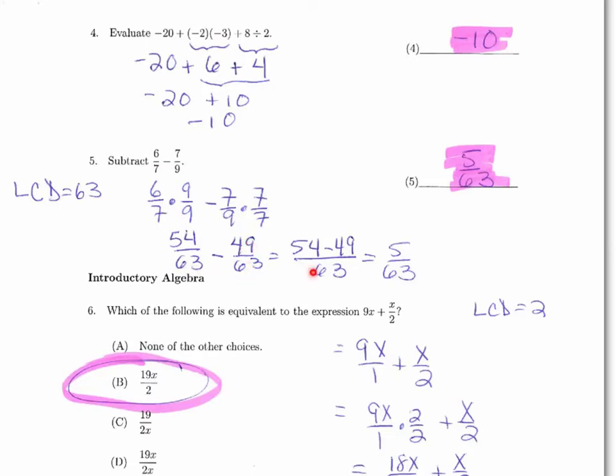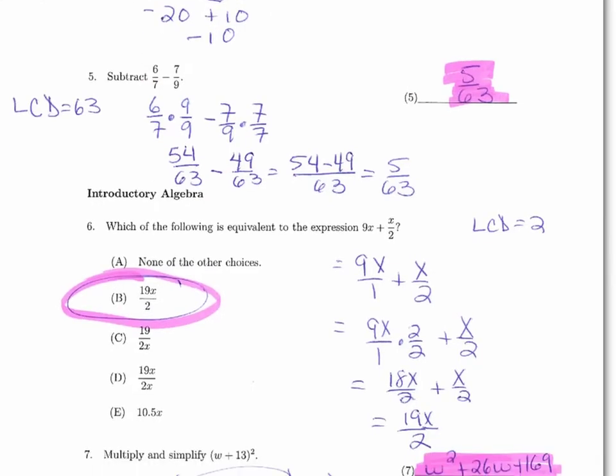That denominator comes along for the ride, and the numerators then become part of this new fraction. So 54 minus 49 is 5. 63 comes along for the ride, so 5 over 63 is your answer.